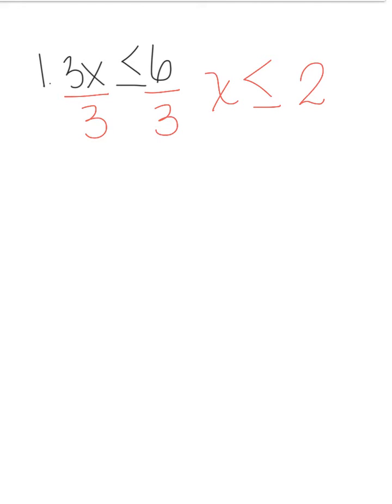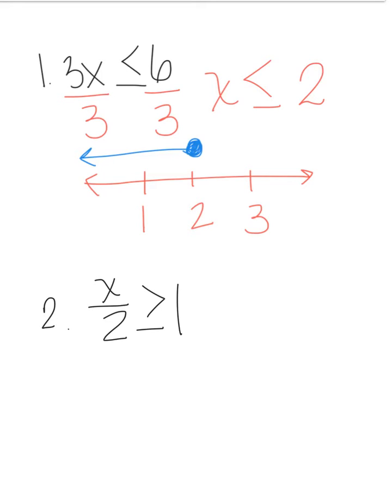So here, if I'm going to make my number line, as a reminder, I want 3 points on your number line. So I'm going to do 1, 2, and 3. Because it's less than or equal to, I am going to do a filled in circle above 2, shaded to the left.